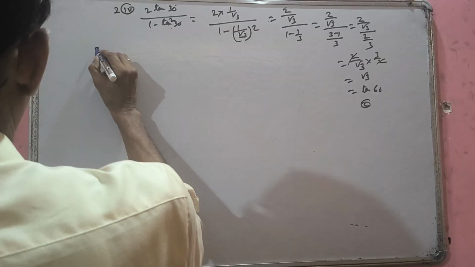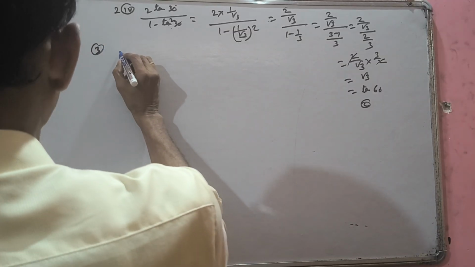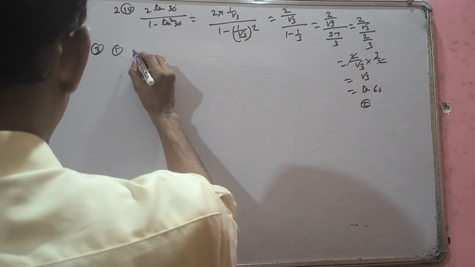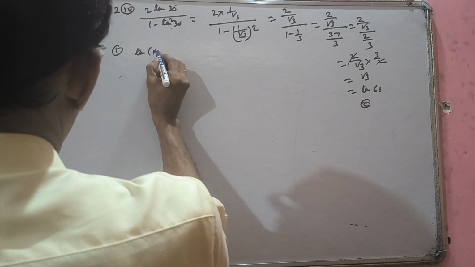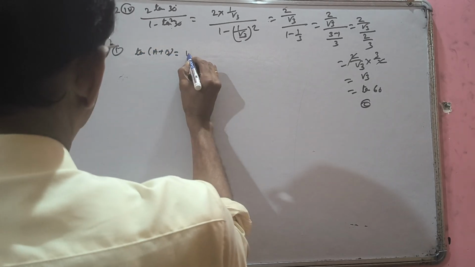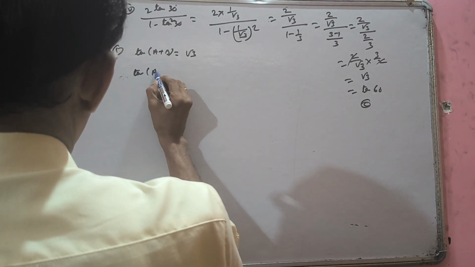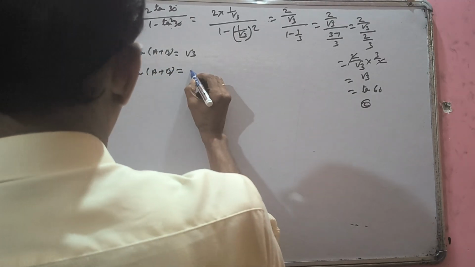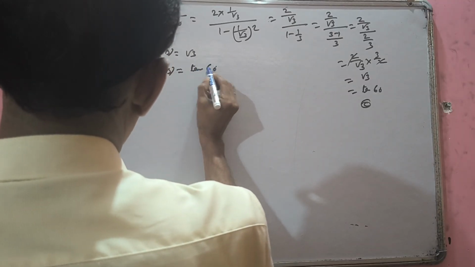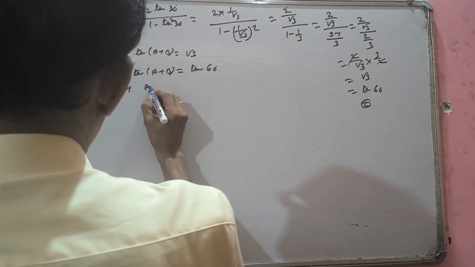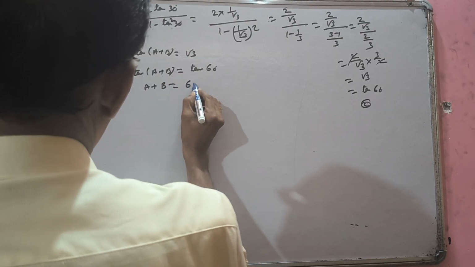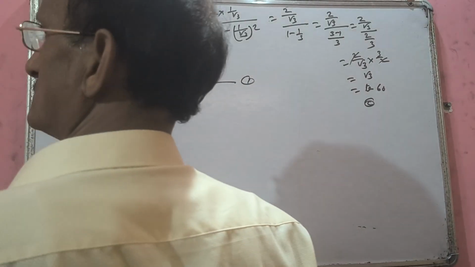Question number 3, important for the exam. 3 number 1, what is given? Tan A plus B is given as root 3. So you can write tan A plus B equal to, what is root 3 equal to? Tan how much degree? 60 degree. So therefore you will get A plus B equal to 60 degree. Let it be equation 1.